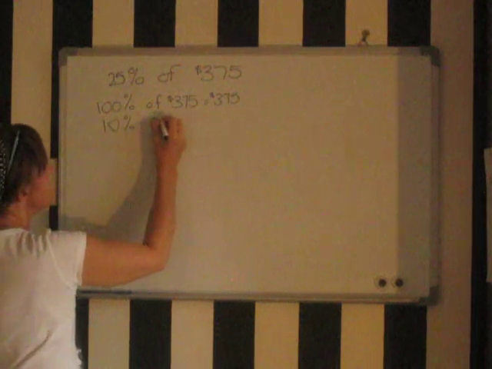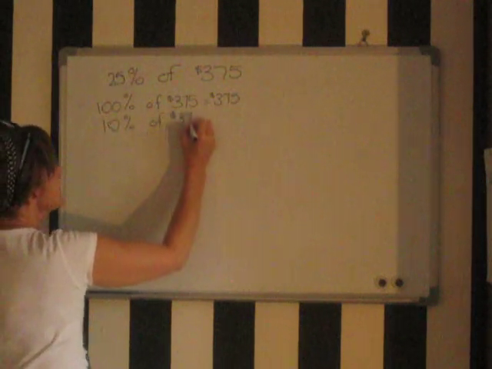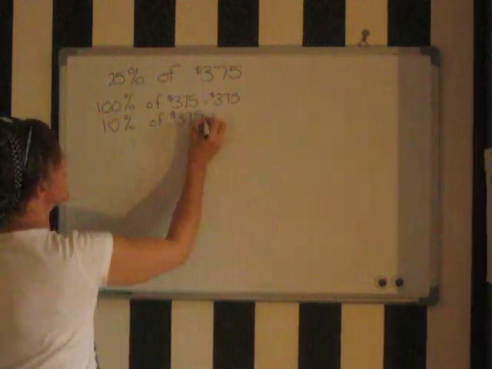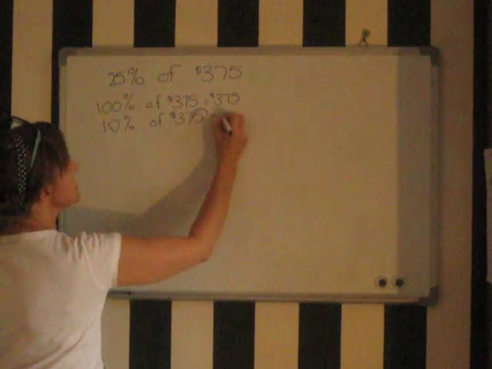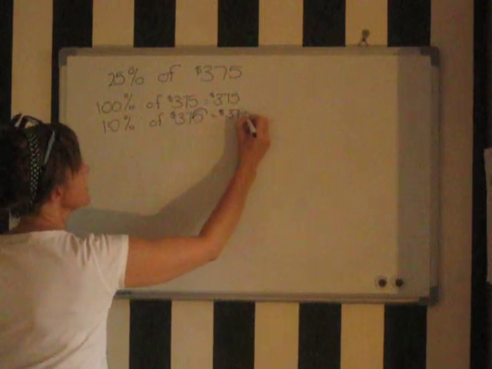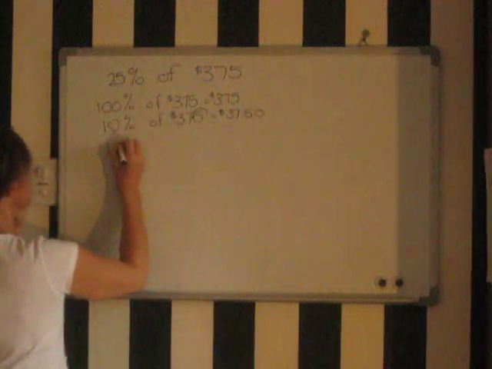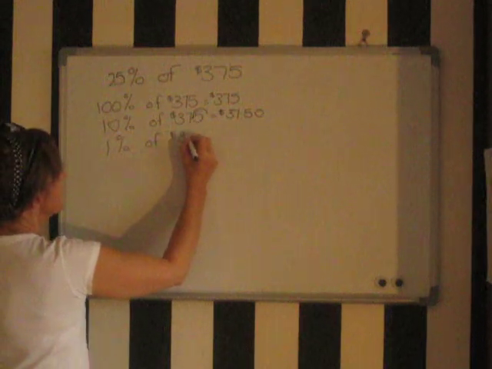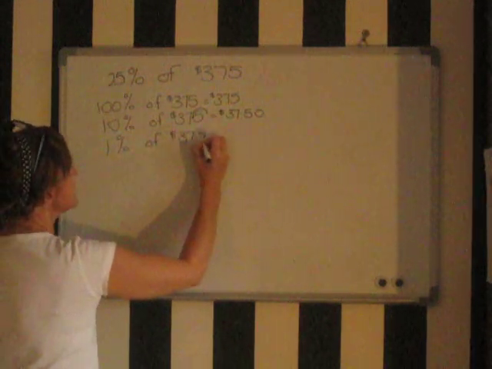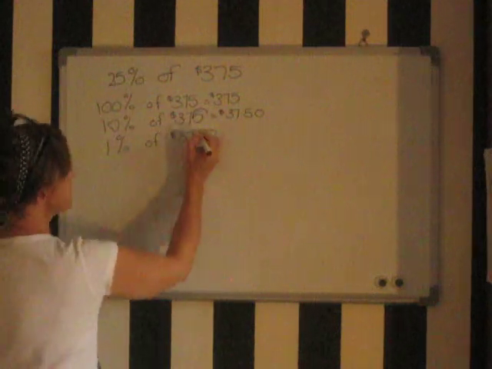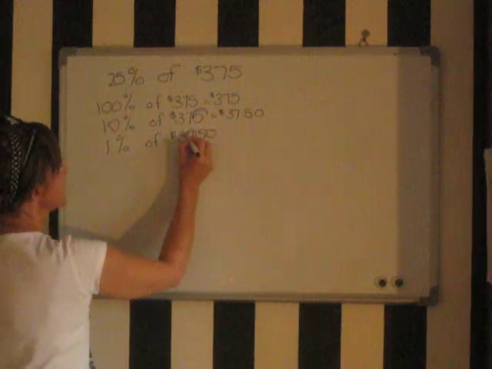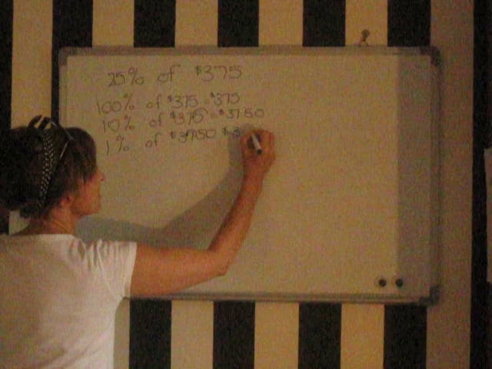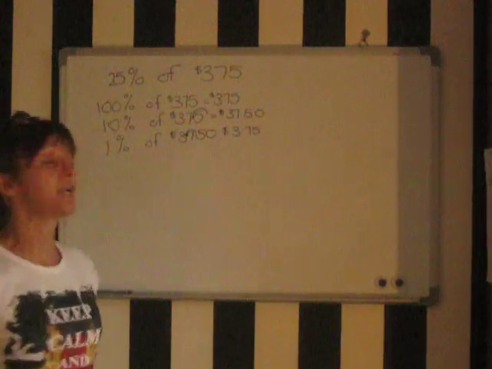10% of 375. Remember, we're moving the decimal point 1 place to the left. So we're going to go to here, which gives us $37.50. Now, 1% of 37.50. Okay, we're just moving the decimal point 1 place to the left, which leaves us with $3.75.